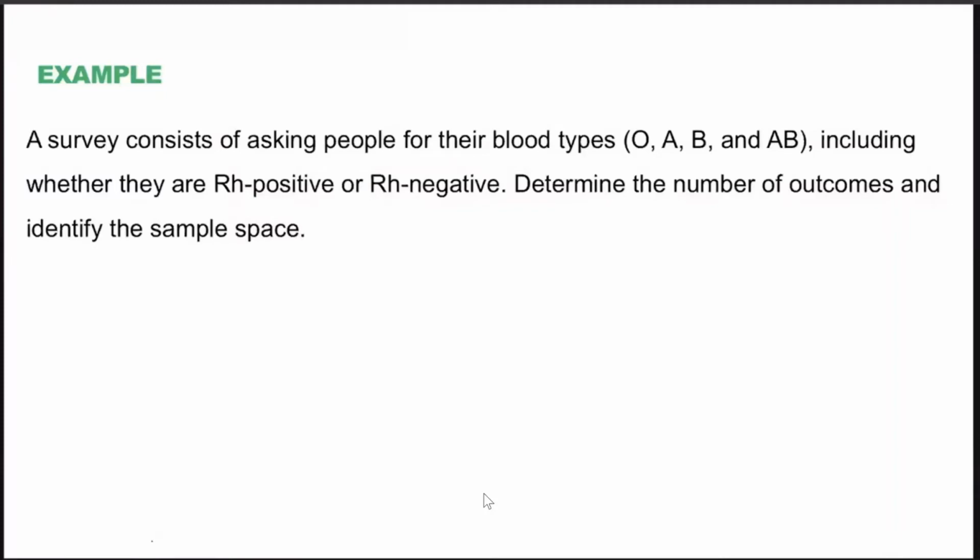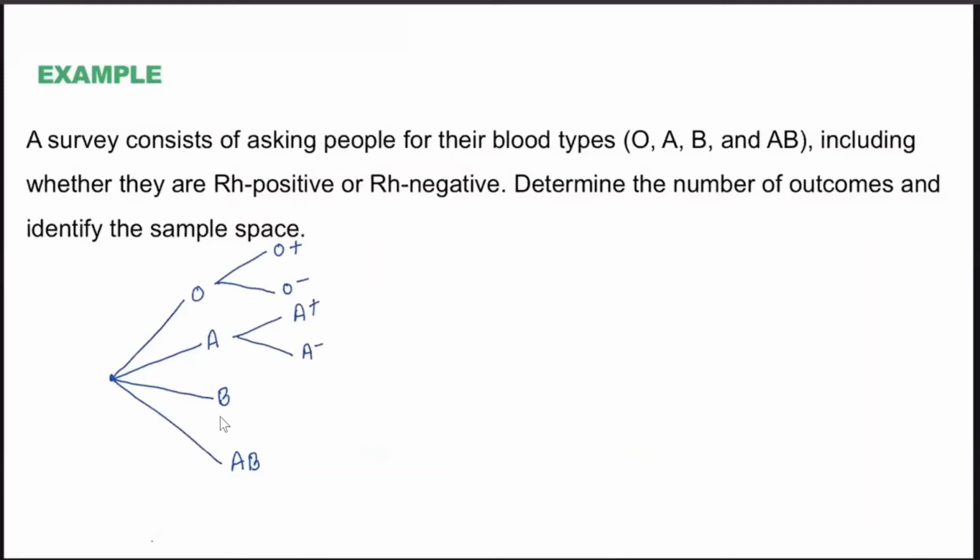I'm going to use a tree diagram to solve this. First, I'm going to list the 4 different types of blood. You can also follow along with me. O, A, B, and AB. These are the 4 different types of blood. Now, when someone has blood type O, they may be O positive or O negative. When someone has blood type A, they may be A positive or A negative. If someone has blood type B, then they may be B positive or B negative. And if someone has blood type AB, then they can be AB positive or AB negative.